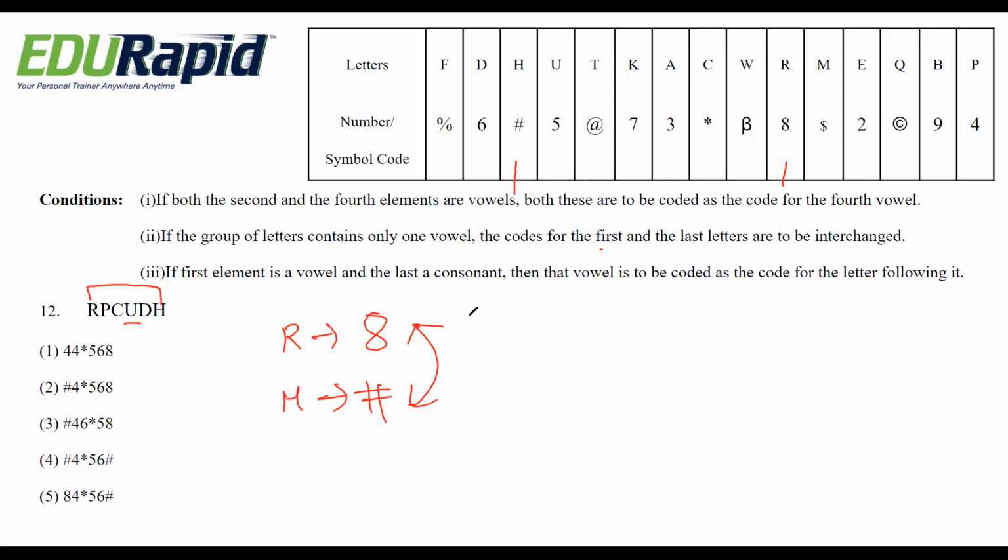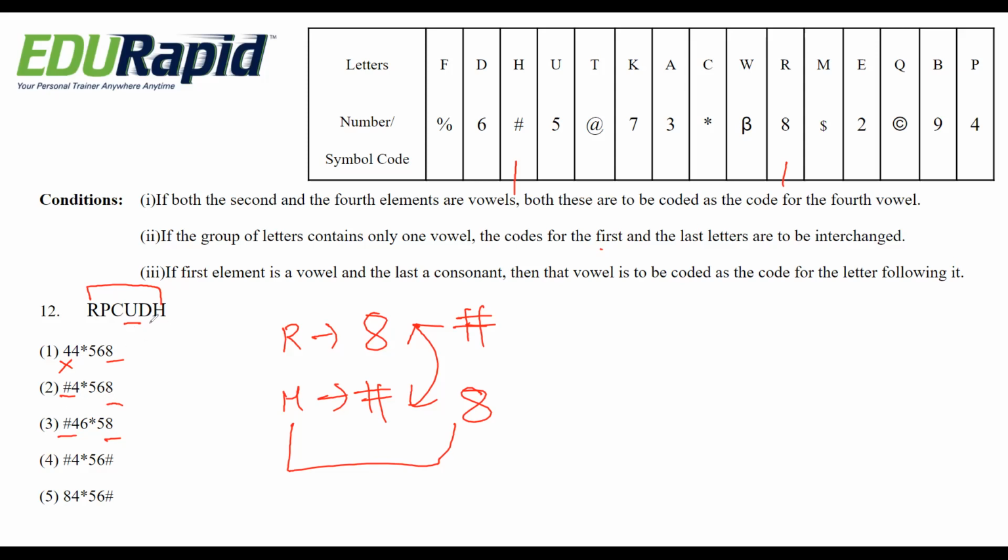Again, for the sake of your understanding, I am writing this down. In the exam, you have to analyze in the mind itself. And H is coded as 8, and R is coded as hashtag. 2 and 3 are possible ways. The first one is not possible because it is coded as 4, and the last one is 8.